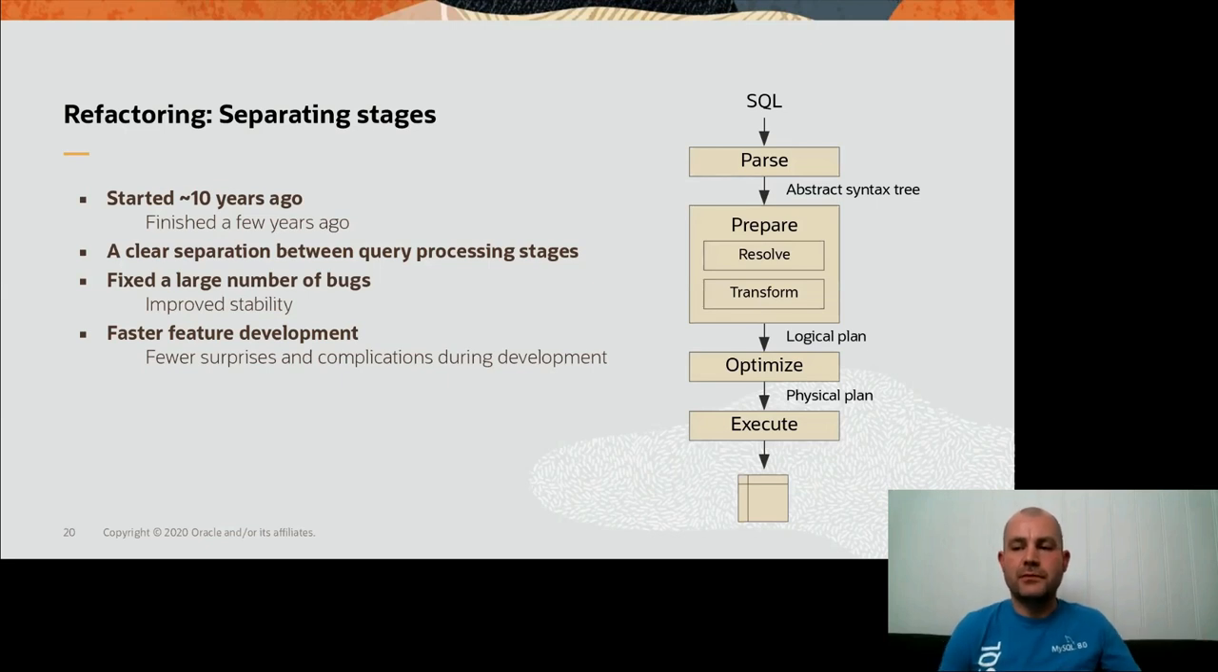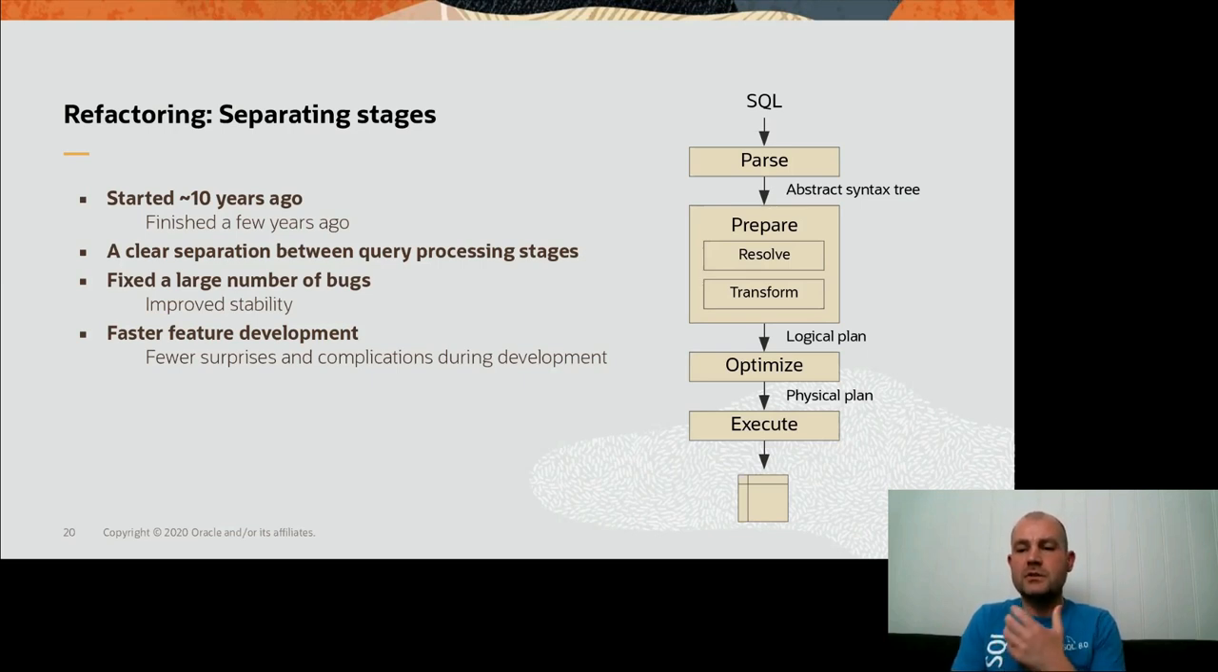So the first obvious thing to do was to separate stages. We started 10 years ago. We finished a few years ago. It was not a concentrated effort. It was something we did in the background, something we did when we had the opportunity, at least to begin with. And then as we got closer to the goal, we started setting stricter schedules and actually planning for a full separation. This is an ideal picture. It's not necessarily the entire truth. We still execute a bit during optimization, for instance. But it's under control. We know what we're doing there. So the separation is pretty clean now.